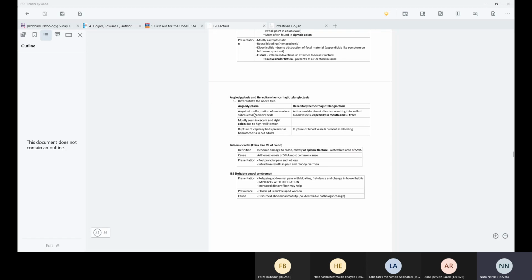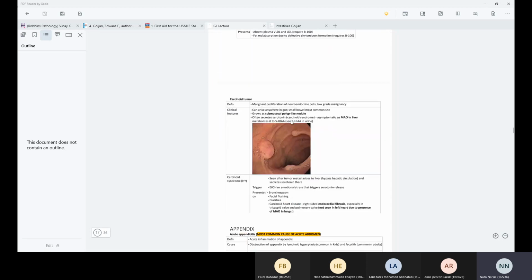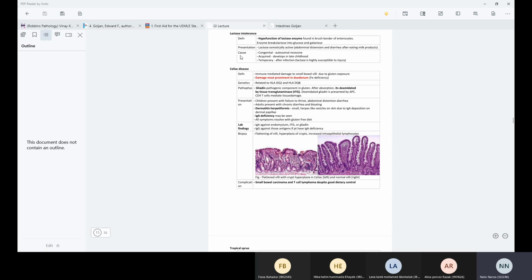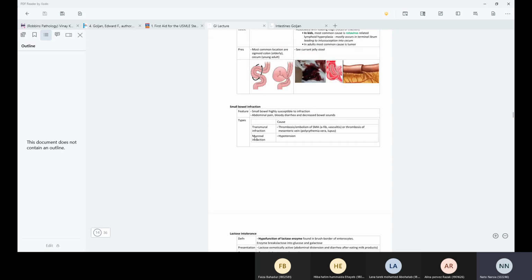Angiodysplasia is an acquired malformation of mucosal and submucosal capillary beds, located in the cecum and right colon, and rupture of the capillary bed presents with hematochezia in old adults. Here it is important, old adults, okay, old adults. And this part, this one, you will find usually in younger individuals. Where is it? Younger. But it is similar to cardiac pathology, myocardial infarction.